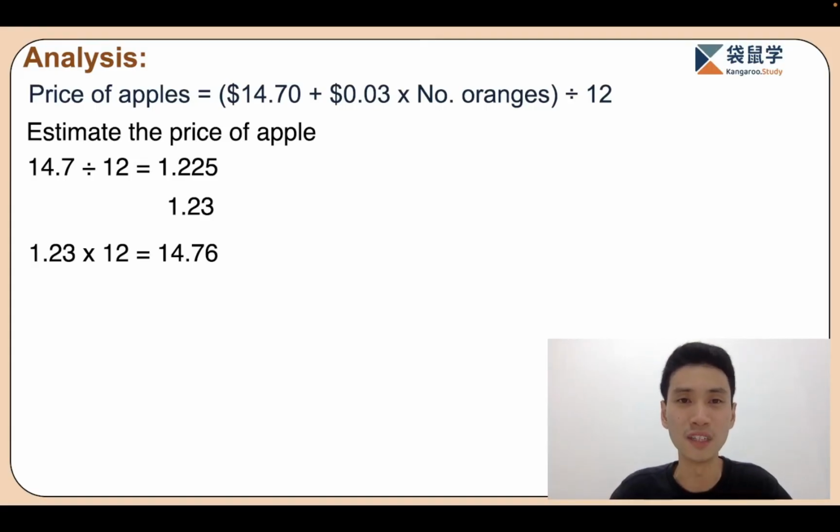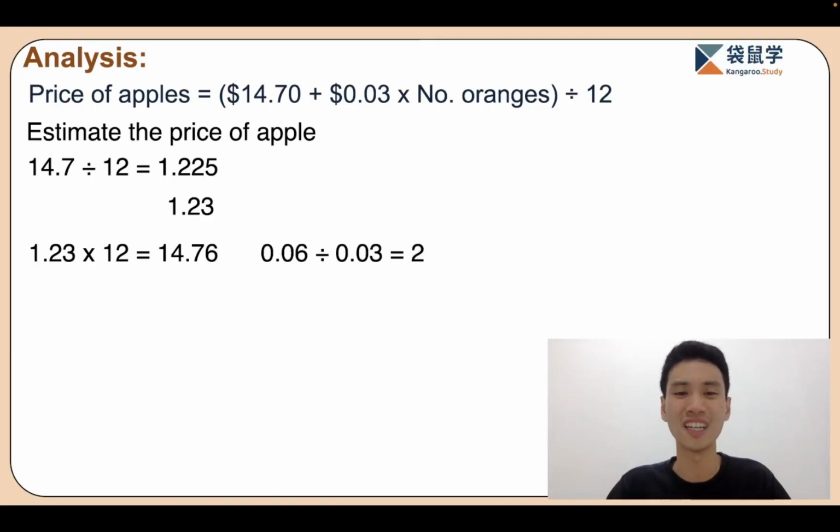So, what do we do with this number? We just find the difference between it and the total price of 14.70. And what would that be? 0.06. And what do we do with 0.06? That's right, we divide it by the difference in price between apples and oranges. So 0.06 divided by 0.03, which is 2.